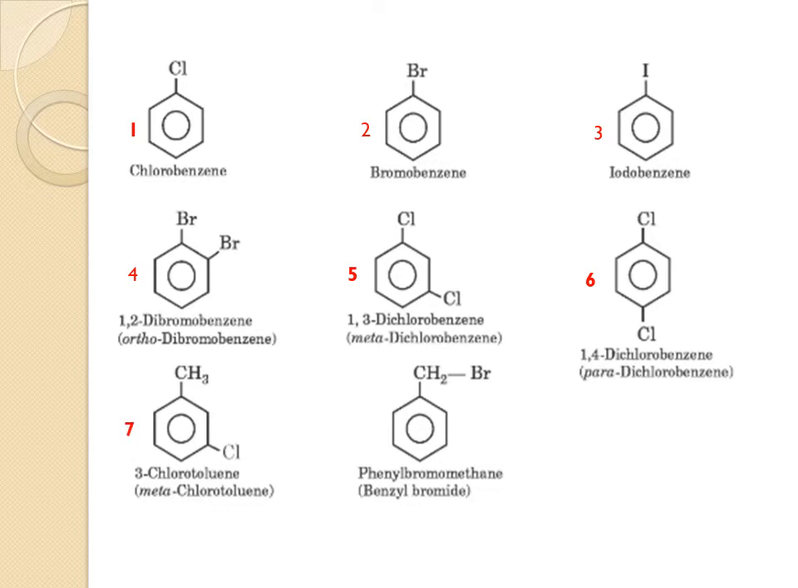or we can say para-dichlorobenzene. In the seventh example, we see a chloro group is present on a benzene ring with CH3, which is known as toluene, and hence it is known as 3-chlorotoluene or meta-chlorotoluene. This is another case where it is named phenyl bromomethane. The bromo group is attached to this CH2 carbon, hence this is the parent chain. It becomes bromomethane, and on this first carbon a phenyl group is attached, hence it is known as phenyl bromomethane or benzyl bromide.